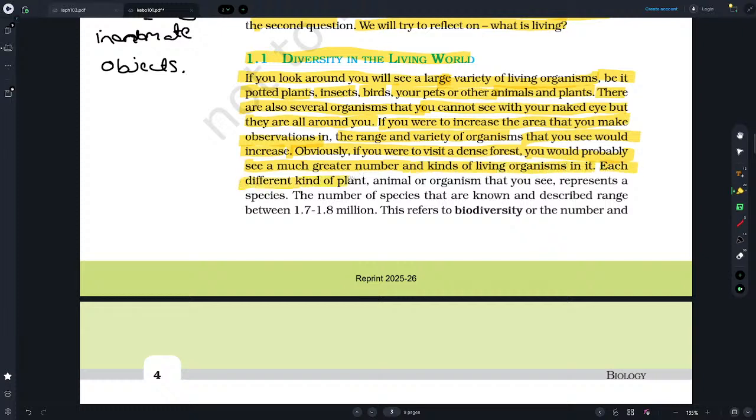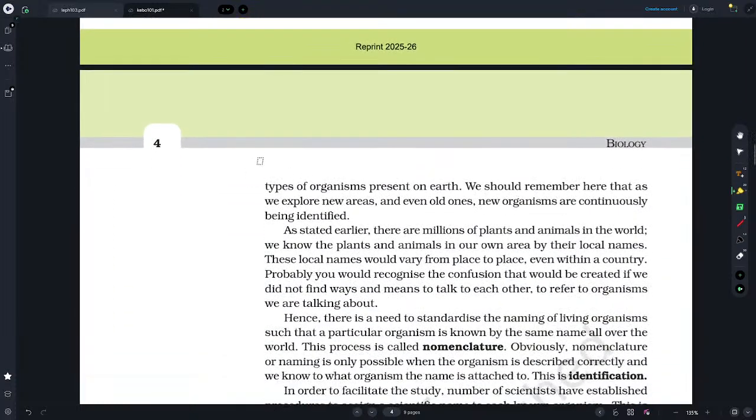Each different kind of living plant, animal, or organism that you see represents a species. The number of species that are known and described ranges between 1.7 to 1.8 million, that is 17 to 18 lakhs. This refers to biodiversity, or the number and types of organisms present on Earth. We should remember here that as we explore new areas and even old ones, new organisms are continuously being identified.